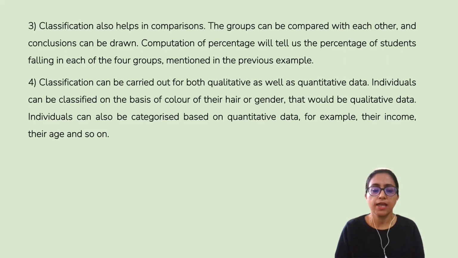Then classification can be carried out for qualitative as well as quantitative data. For example, individuals can be classified on the basis of the color of their hair, whether it is gray hair, white hair, golden hair, or black hair. That is qualitative data. You can also classify people on the basis of quantitative data. For example, you can classify high income group separately, low income group separately, middle income group separately, or you can classify on the basis of age. So classification can be done on the basis of both qualitative and quantitative data.